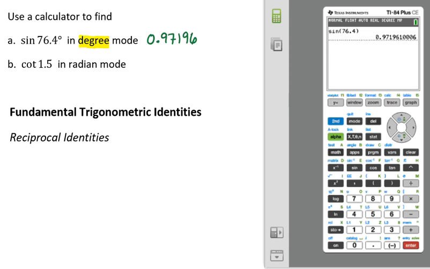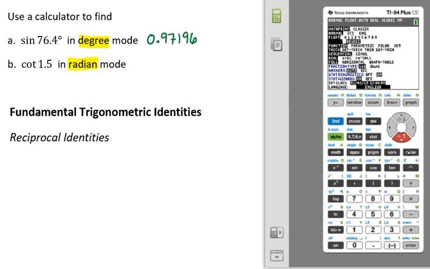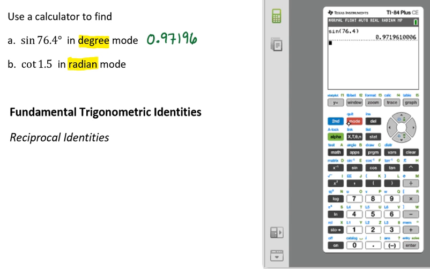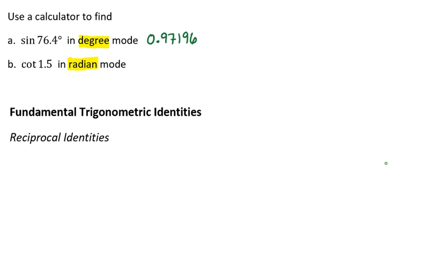Now, for our next one, we're going to find the cotangent of 1.5, but this time we're going to be in radians. So we need to go back to mode and select radian. And now we can go ahead and get out of that. Now we want to do the cotangent, but notice we only have a sine, a cosine, and a tangent button. Cotangent is not tangent to the -1. That is the inverse of tangent. So how are we going to plug that into our calculator?